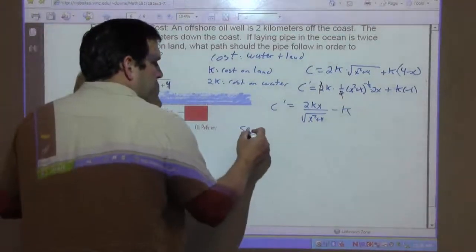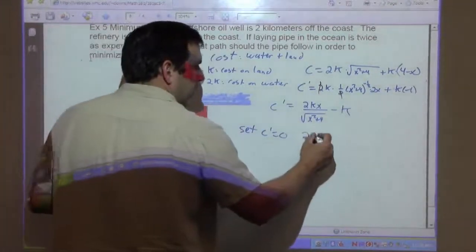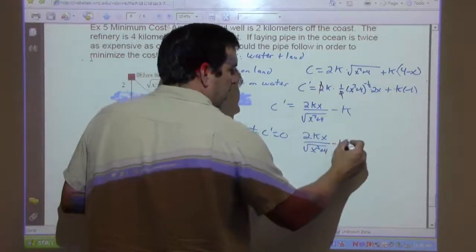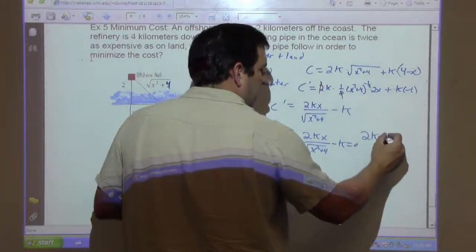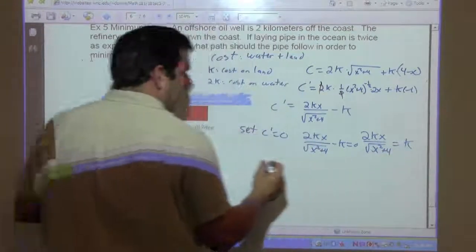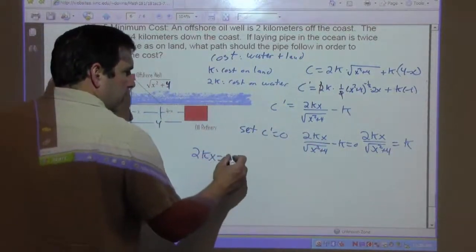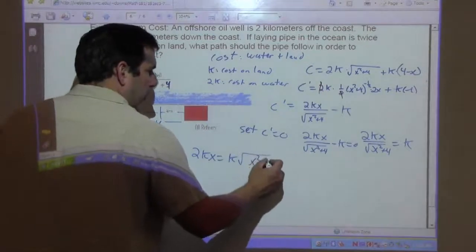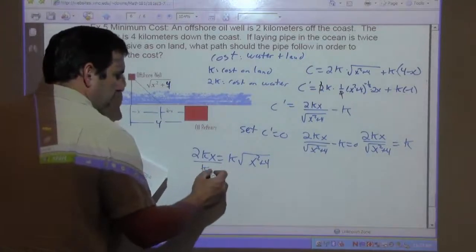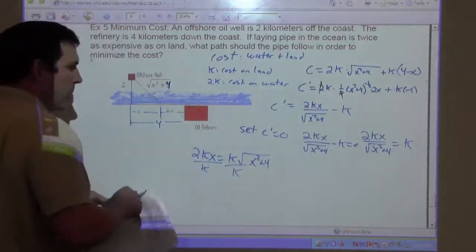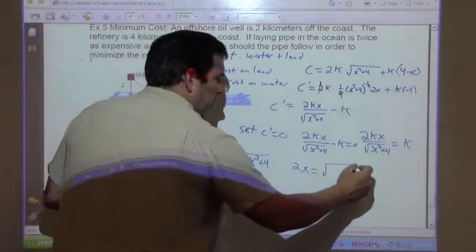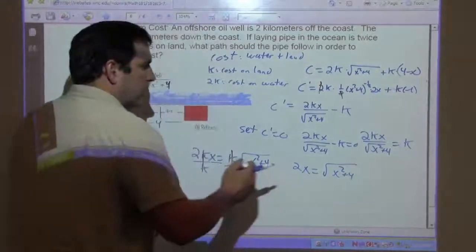So we'll set c prime equal to 0. So 2kx over the square root of x squared plus 4 minus k is 0. So 2kx over the square root of x squared plus 4 equals k. So 2kx equals k times the square root of x squared plus 4. Now we can divide both sides by k. The k's will go away. We want to get rid of this radical. We have 2x equals the square root of x squared plus 4. We're going to square both sides.